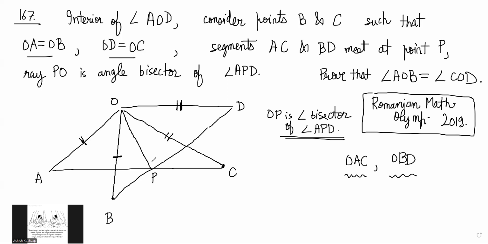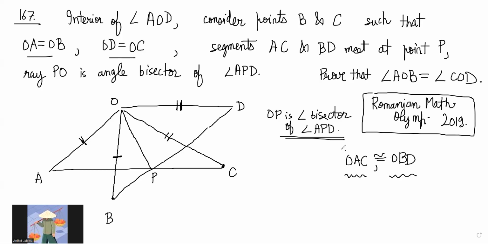It's not finished yet. Sir, if you prove OAC and OBD congruent, then the question is finished. Yes, if congruent is proved. If they are congruent, then we can say that angle AOC is equal to BOD, and after that, AOB will be equal to COD also, because there is a common angle to both, right?